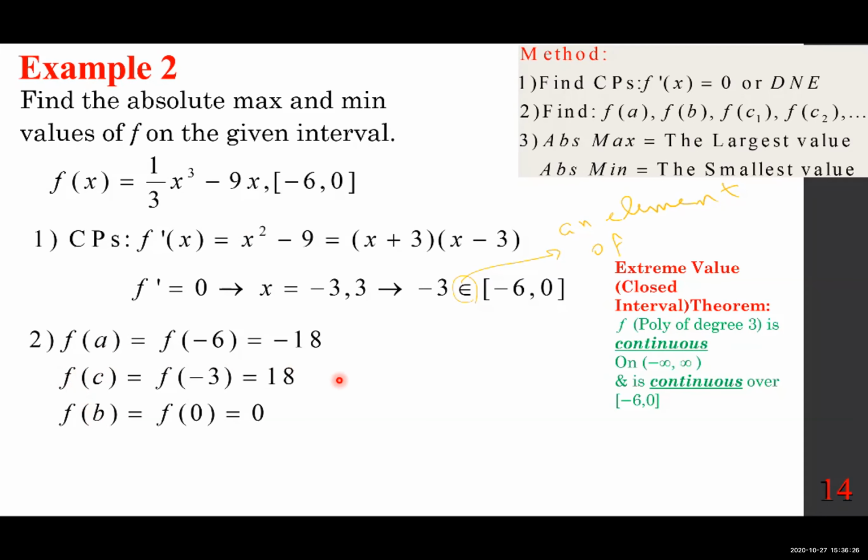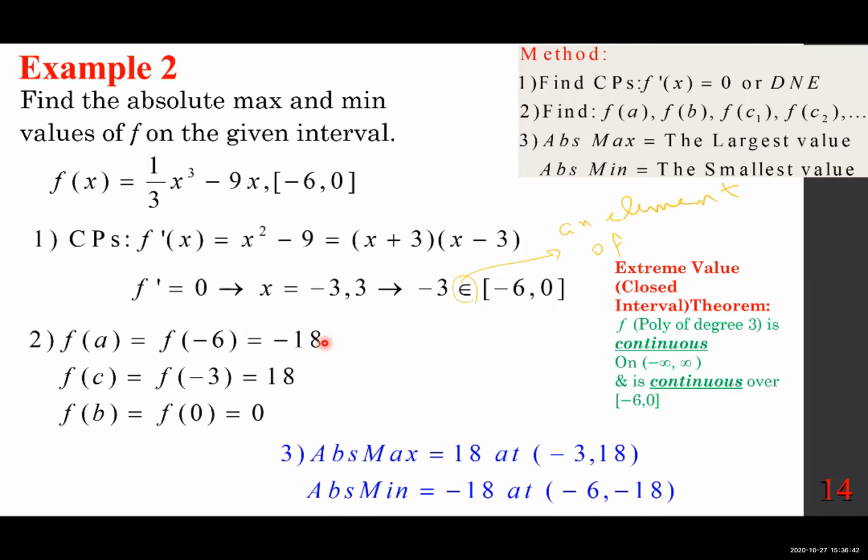Now what do we have? Largest number is 18, so absolute max is 18 at this pair. Smallest is -18, absolute min is -18 at this pair, -6, -18. So take a look at the writing. This is our third step, everybody. So first step CPs, second step evaluate, third step is your writing. So absolute max equals 18 at -3, 18, and absolute min is -18 at -6, -18.